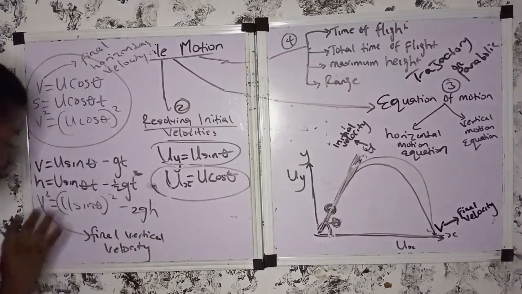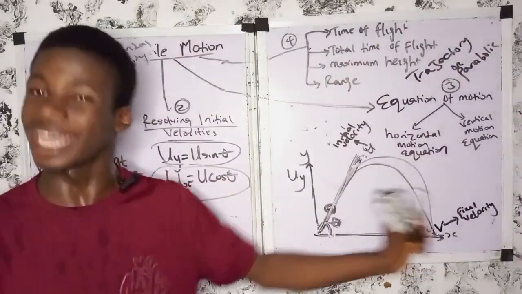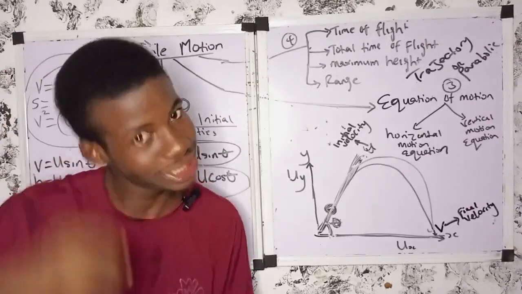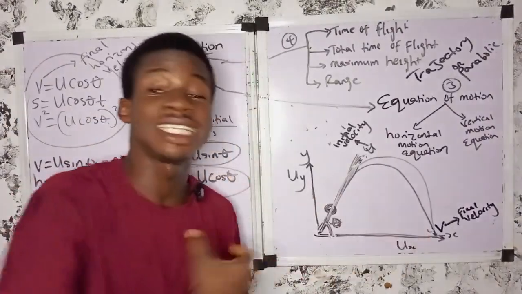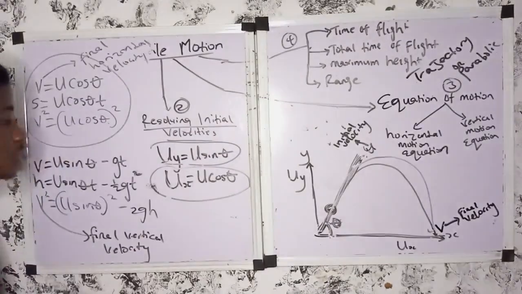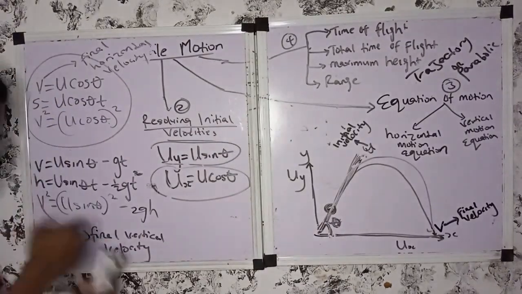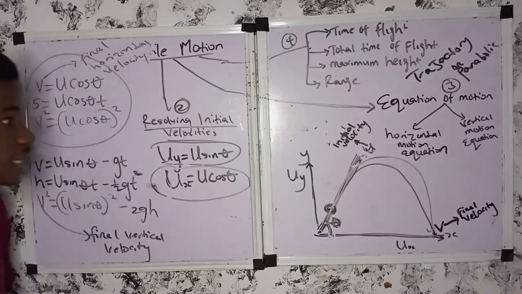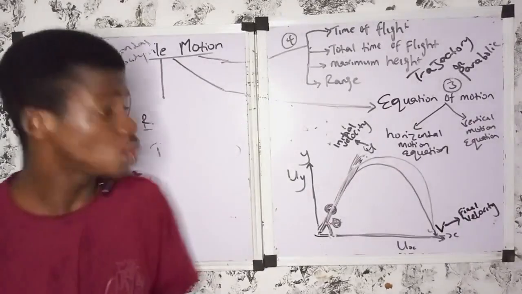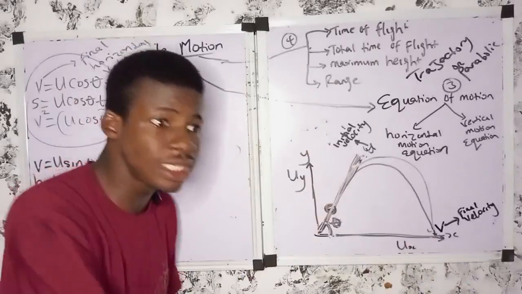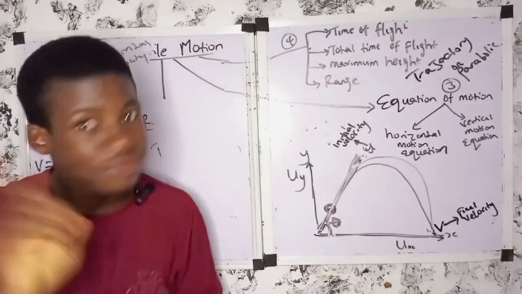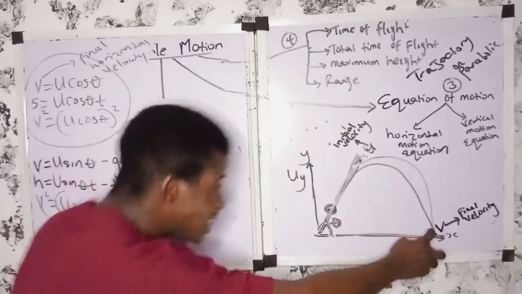Now, final horizontal velocity and final vertical velocity are different from final velocity. I don't know if you understand. Final velocity is the velocity with which the projectile hits the ground. This final velocity is the combination of the final vertical velocity and the final horizontal velocity. Let me give you the formula of this v. In some questions they will say a projectile was projected with an initial velocity of this, and then calculate its final velocity. When they just say final, know that they're talking about this one here, and it is different from all these others.